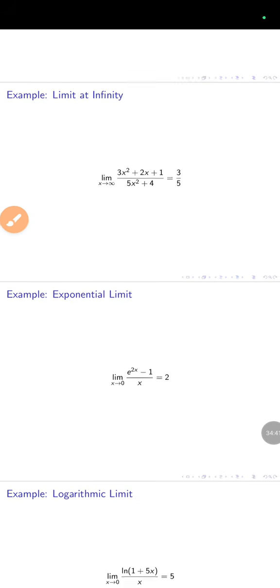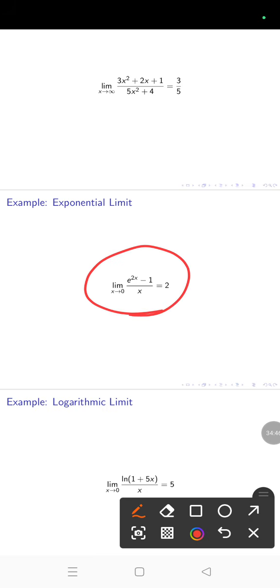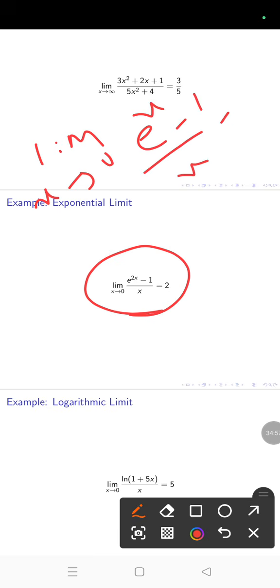So this type of problem can be solved using this procedure. And this is another formula, to find the limit of e to the power 2x minus 1 by x. We know the formula from the list: limit x tends to 0, e to the power x minus 1 by x is equal to 1. But here it is 2x. So just remember that in this formula x must be there in three places. Here it is 2x, so make all the x as 2x.